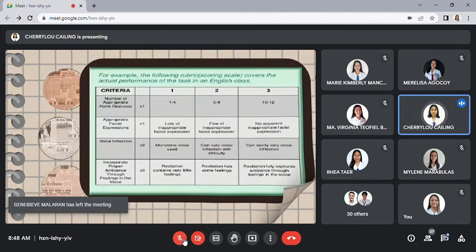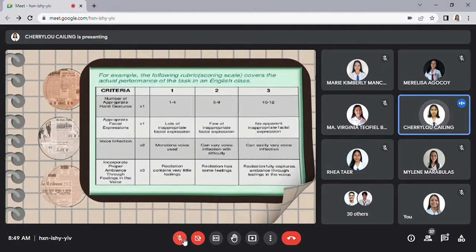So sa kinunhan nga criteria, which is the number of appropriate hand gestures, naa siya 1 point if 1 to 4 ang iyahang number of appropriate hand gestures. If 5 to 9, naa siya 2 points. If 10 to 12, naa siya 3 points. Sa appropriate facial expressions, naa siya 1 point if there is lots of inappropriate facial expression. Naa siya 2 points if there is few of inappropriate facial expression. And naa siya 3 if there is no apparent inappropriate facial expression.